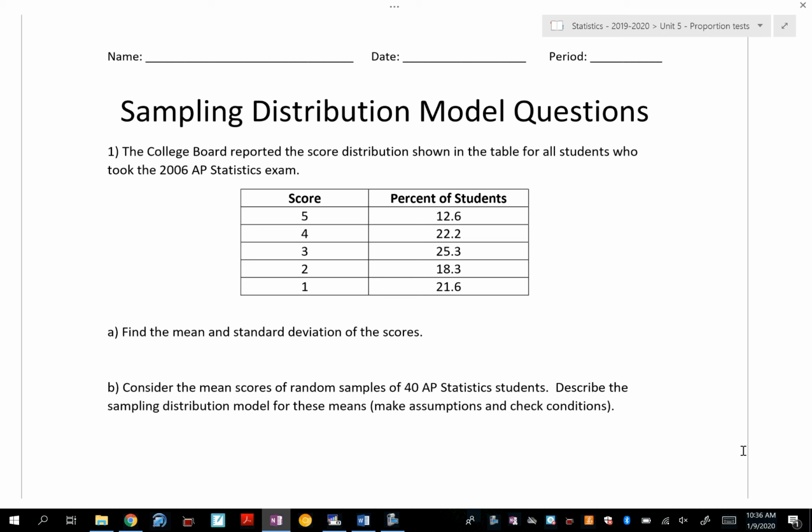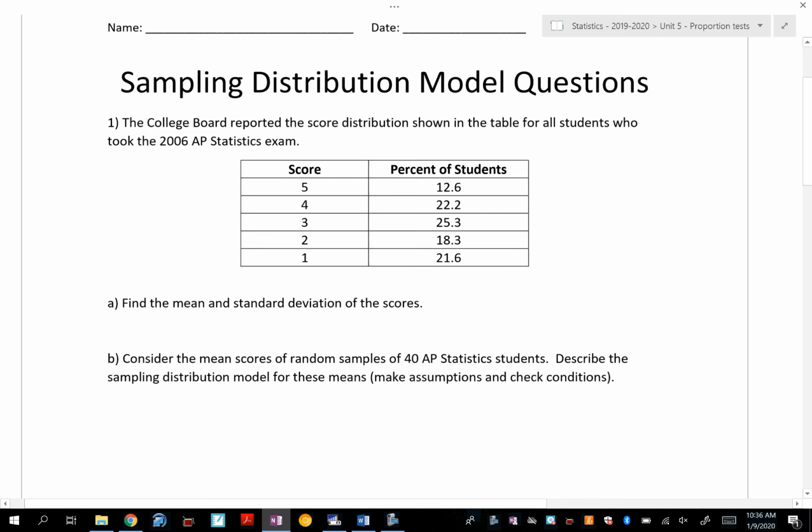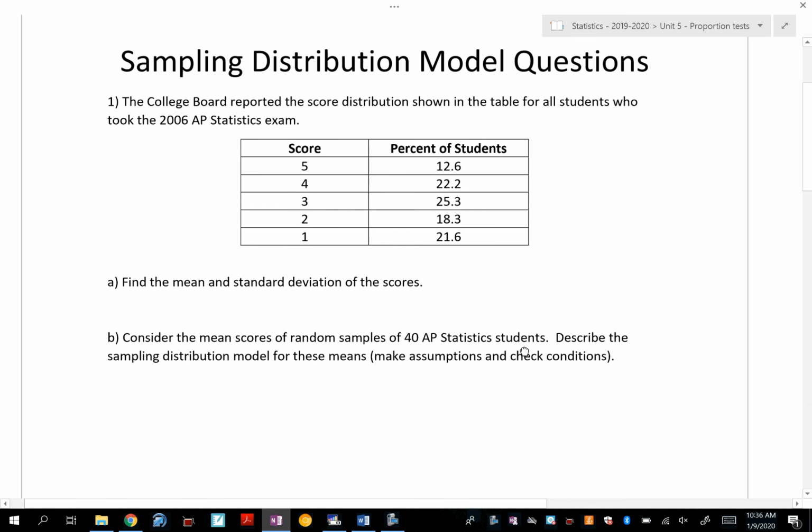So we have the reported score distribution for the students who took the 2006 AP Stats exam. So take out your yellow calculator, click the button that says data, and in the first list, I want you to type in the scores, 5, 4, 3, 2, 1. That's in list 1.